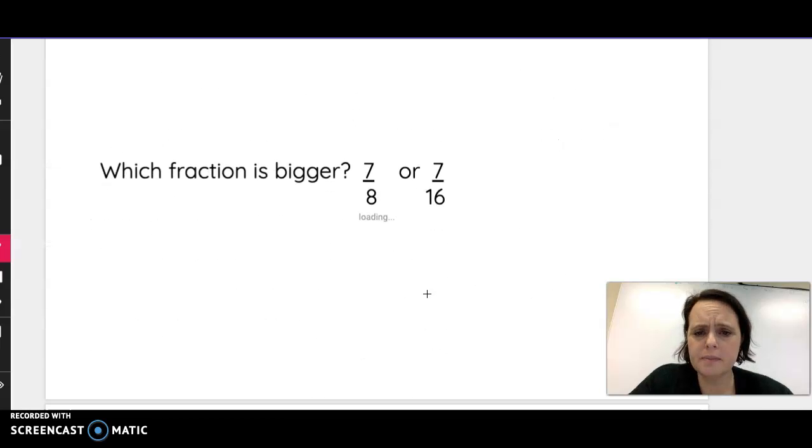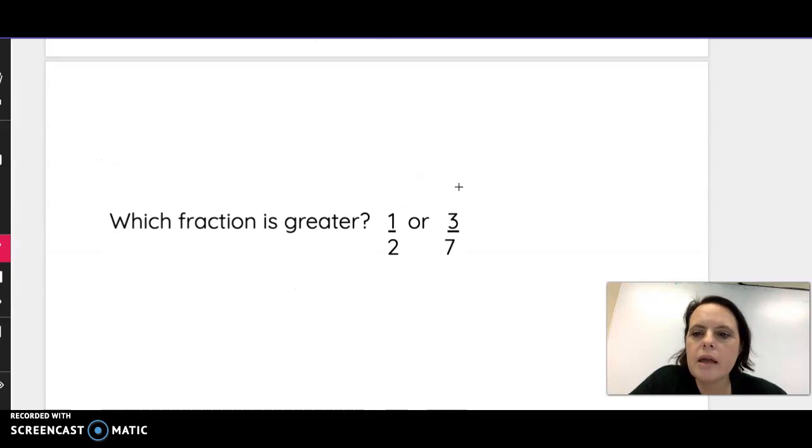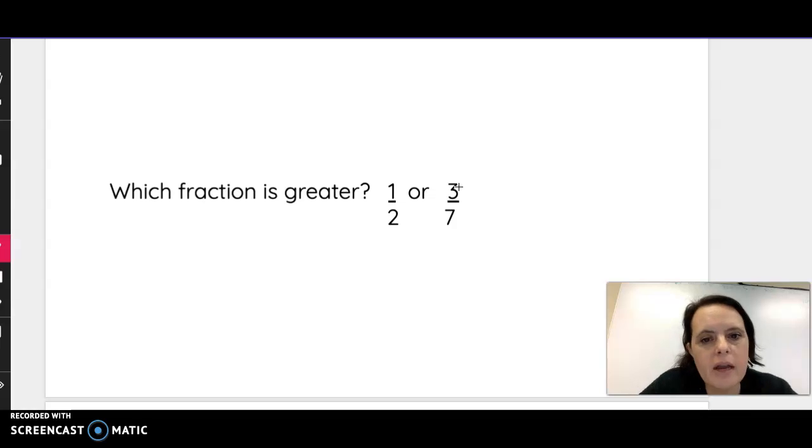So now we're going to compare fractions. When you have the same numerators, you're going to look at the denominator. The denominator that is smaller means that there's fewer pieces. So 7/8 is bigger than 7/16 because we have 7 pieces out of 8, and at 7/16 we have 7 pieces out of 16.